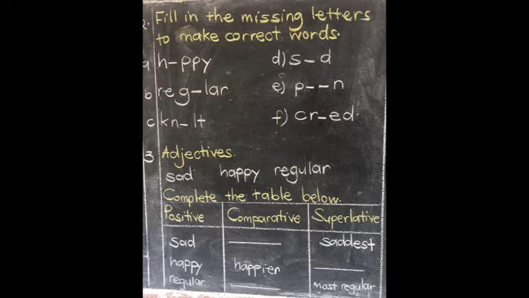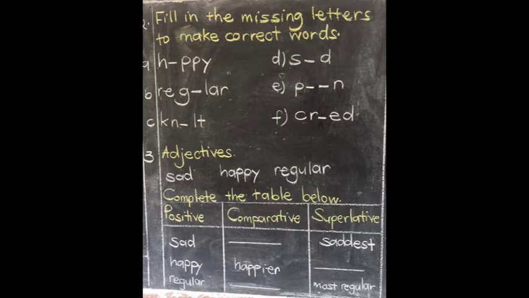So as we are looking at those adjectives, we shall see the different forms of each. And then we shall also see the areas where we use them. For example, when we look at the word sad, it has the positive form, it has the comparative form, and it has the superlative form. So the positive form of sad is sad, then the comparative is sadder, and the superlative is saddest. Then we have happy. The positive form of happy is happy. Then we have the comparative, which is happier. Then we have the superlative, which is happiest.